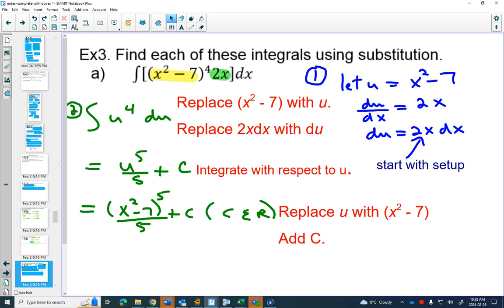And of course, if you're a little bit unsure, when you get that final answer, you can always take the derivative to check. Right? If I take the derivative of this, my 5 will come out in front and cancel out with the 5 on the bottom. I would get (x squared minus 7) to the 4, and then because it's a chain rule, I'd have to multiply by 2x. Perfect. It matches up with what's inside my integral originally, and I know I have it right. Okay, we'll do one more together, and then you're going to do the next couple on your own.